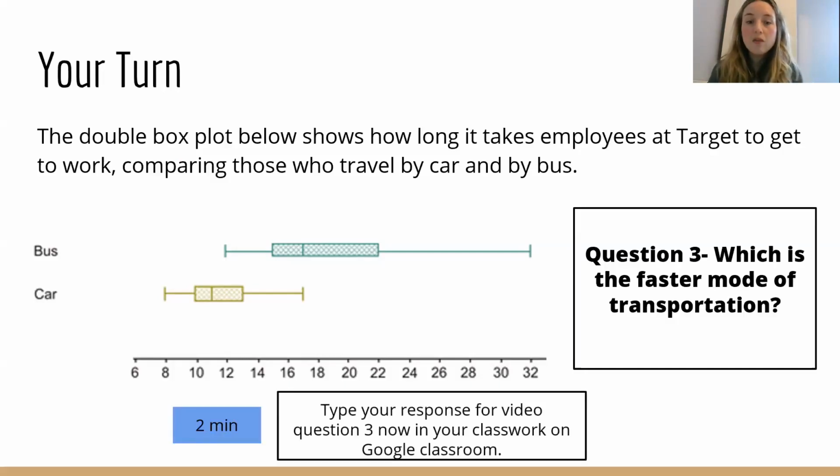Okay, and now that you've made a prediction, we're going to type out our responses and use some mathematical reasoning to support our answers. So you're going to have the next 2 minutes. You're going to type your response for video question 3 now in your classwork on Google Classroom. Remember, question 3 is, which is the faster mode of transportation? Pause the video now. You have 2 minutes in Google Classroom.